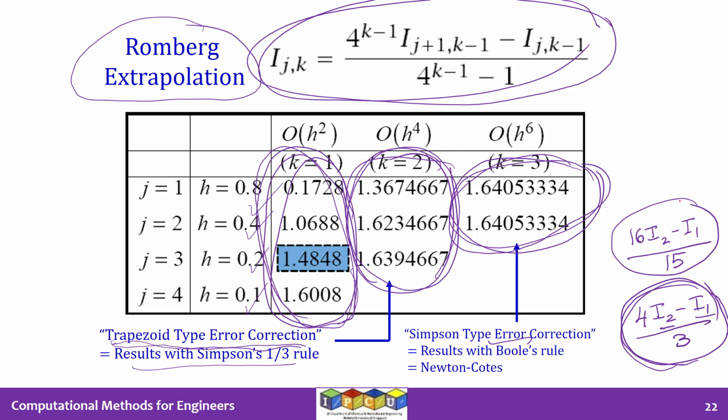From Simpson's rule, we can get a higher accuracy estimate. That higher accuracy estimate is nothing but the Boole's or Newton-Cotes formula accuracy. And this is the formula. As you can see, just as an example, when k is equal to 2, 4 to the power of k minus 1 will be 4 to the power of 2 minus 1, which is going to be 3. When k is equal to 3, 4 to the power of k minus 1 will be 4 to the power of 3 minus 1, which is 63.